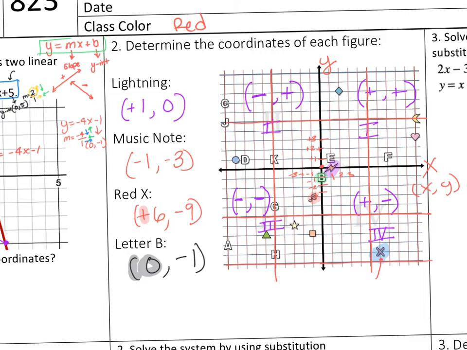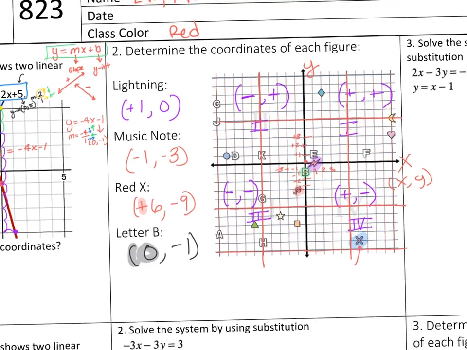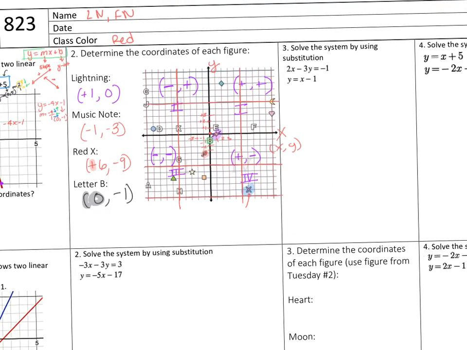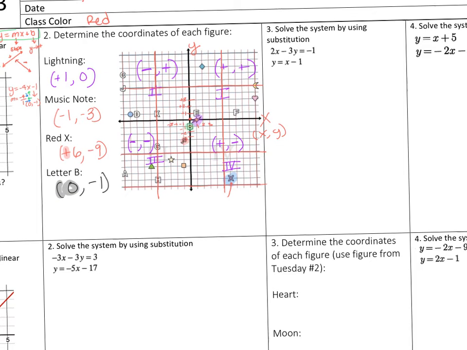And then for Wednesday, number 3, it says determine the coordinates of each figure, and you're going to use the same figure. So for this one, draw an arrow. So for this question, you're going to use this graph. And then on the back, for Thursday, it's going to print the coordinate. And on Friday, you're going to have to use Thursday's same coordinate. It's kind of the same.